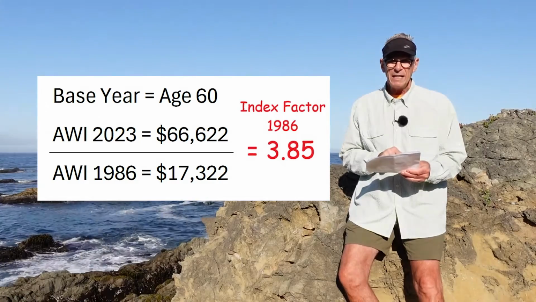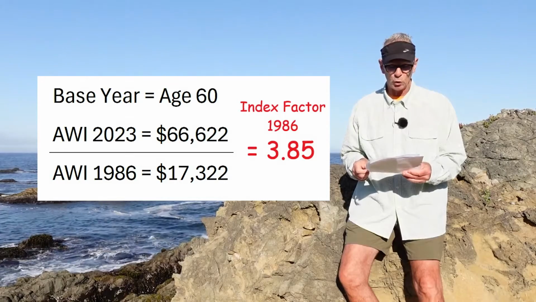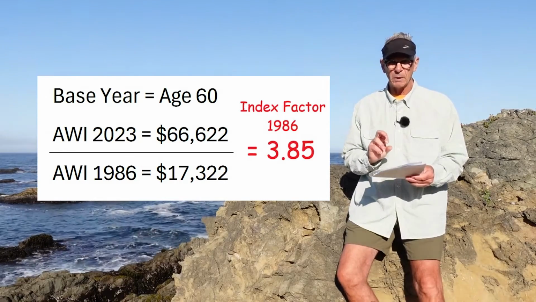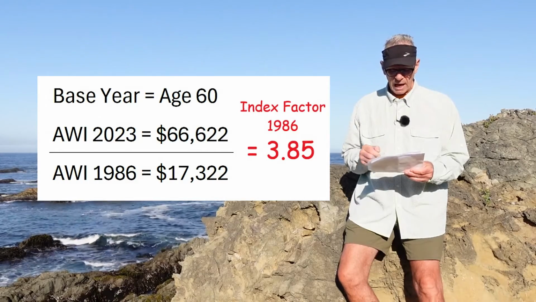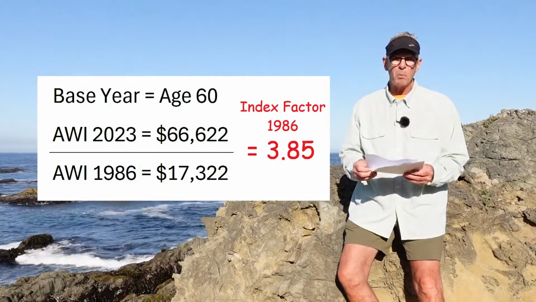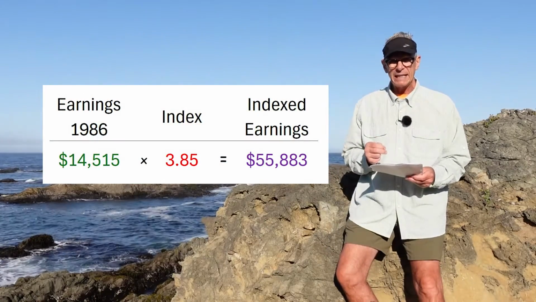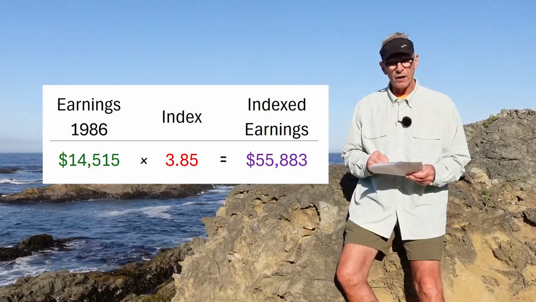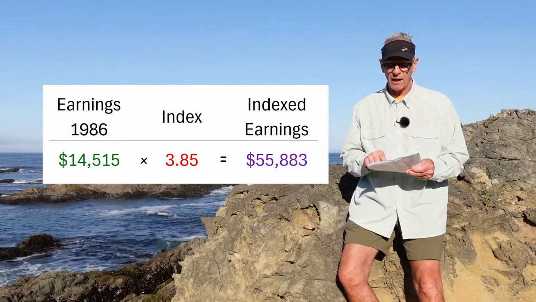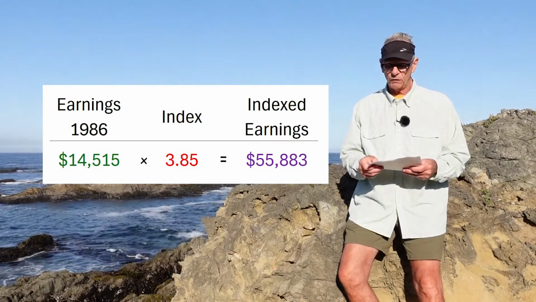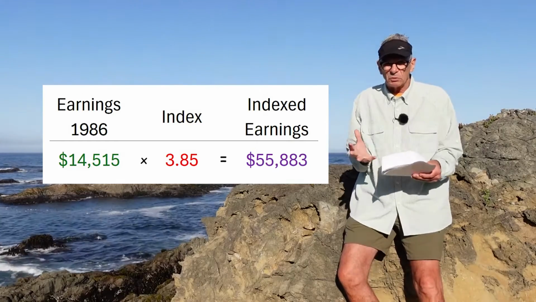Now we'll just go ahead and look at 1986. The average wage index for 1986 was $17,322. So those are numbers that are set by the federal government. You divide those numbers together, and it comes out with an index factor of 3.85. So you take my 1986 earnings of $14,515 times that index factor of 3.85, and it is indexed to $55,883. Kind of close to today's standards.